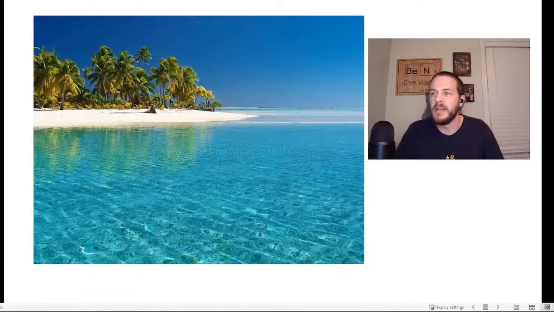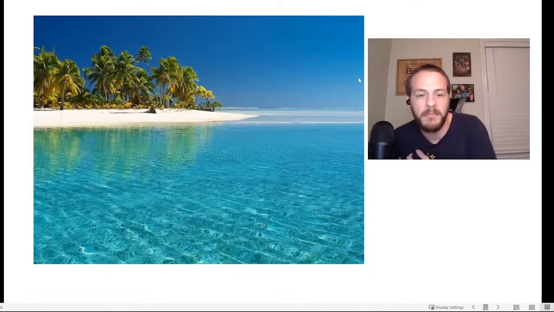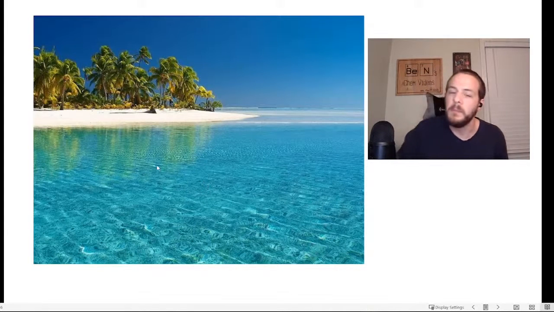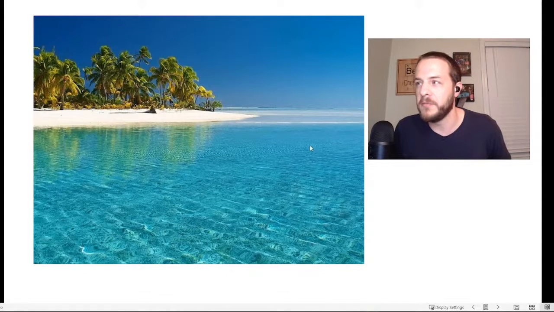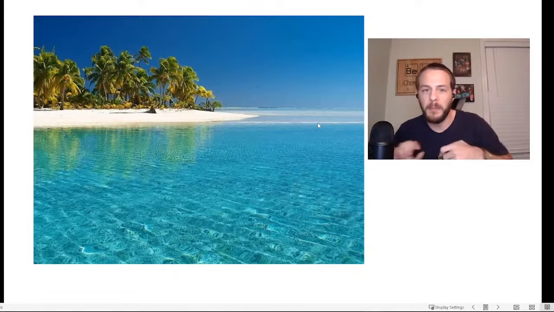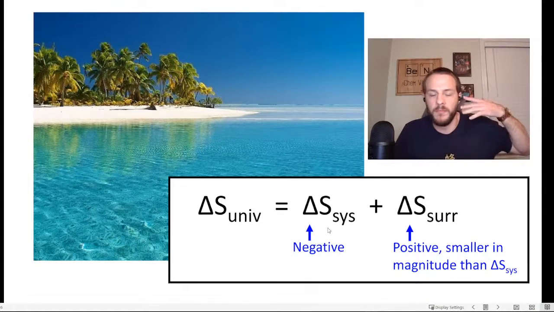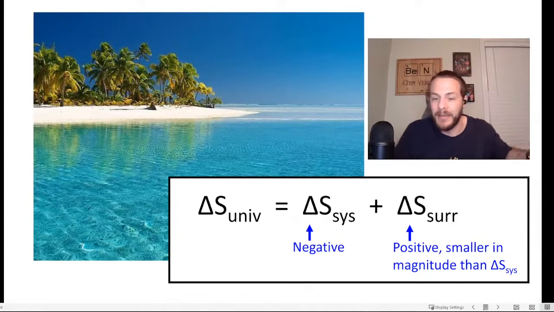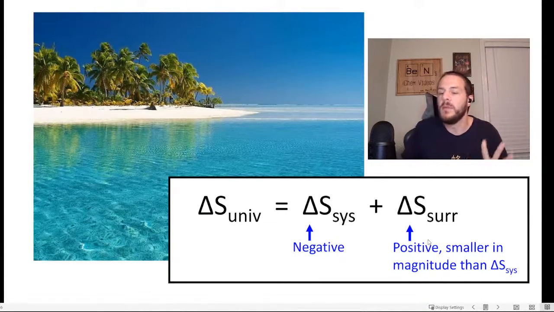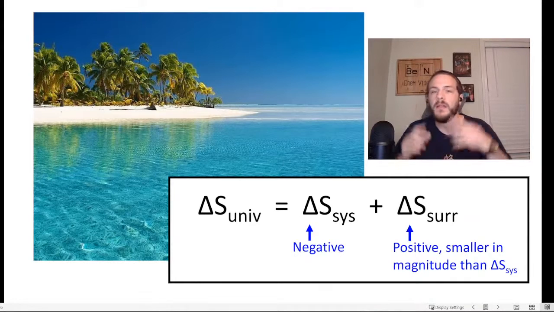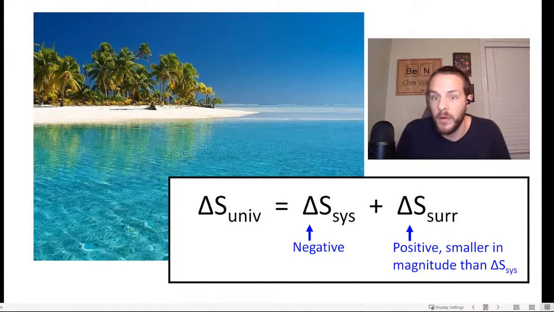Now imagine that you're in a much warmer climate, and you have a body of water here at this nice looking beach. And this water hasn't frozen at all. It has remained liquid. So what's going on here? Well, in this case, again, the entropy change for the universe is just the sum of the entropy change for the system and the entropy change for the surroundings. The entropy change for the system for water freezing, as we established earlier, is negative. Now, the entropy change for the surroundings would be positive, but in this case it would be smaller in magnitude than the entropy change for the system.